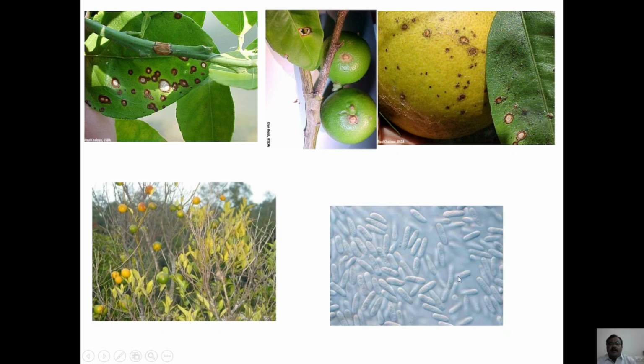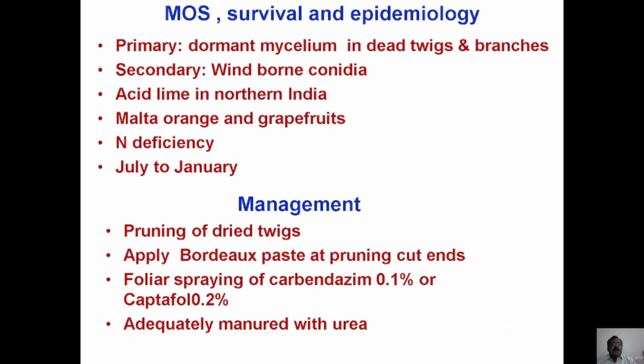And this is the conidia. So the acervuli, which in turn contain conidiophores, conidia and setae. The conidia here are single-celled, oblong in nature with oil globules. The primary spread is mainly through the dormant mycelium in the dead twigs or in the branches, and the secondary spread is through windborne conidia. Acid lime in northern India is highly susceptible to this disease. Mandarin orange and grapefruits are also susceptible to this disease.